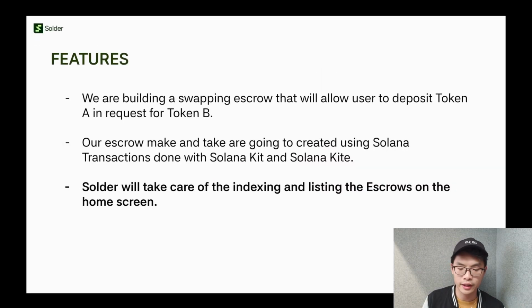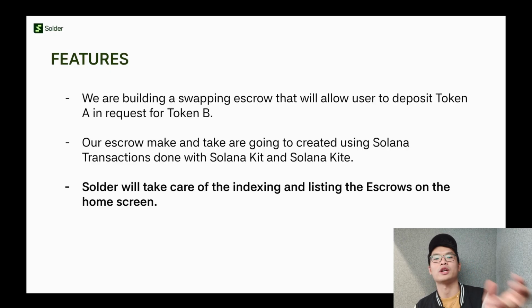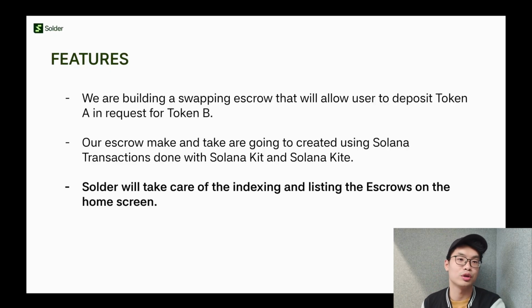So we are building a swapping escrow that will allow a user to deposit a certain token and request for another token from another user. For example, user A will deposit X amount of token A and request for Y amount of token B. Then user B comes around, sees the escrow, and wants to accept the terms. So the program will allow this user B to transfer the Y amount of token B to user A, while at the same time taking what's inside that escrow. So this will create sort of a swapping effect.